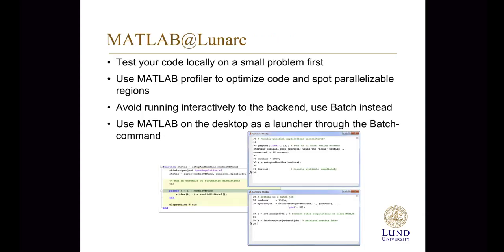Right? And test your code locally on a small problem. Don't try to save the world. Just save your local bits. And then you use the profiler. Try not to, well, I really talk about that, but if you start up your parallel pool, then you can type parfor and all that in the console and run your programs. That's really inefficient, because most of the time the backend will wait for you to type. So write the script, send it in through batch. That will be a much better use of the system. MATLAB on the desktop is a launcher through the batch command. That's what you would do.